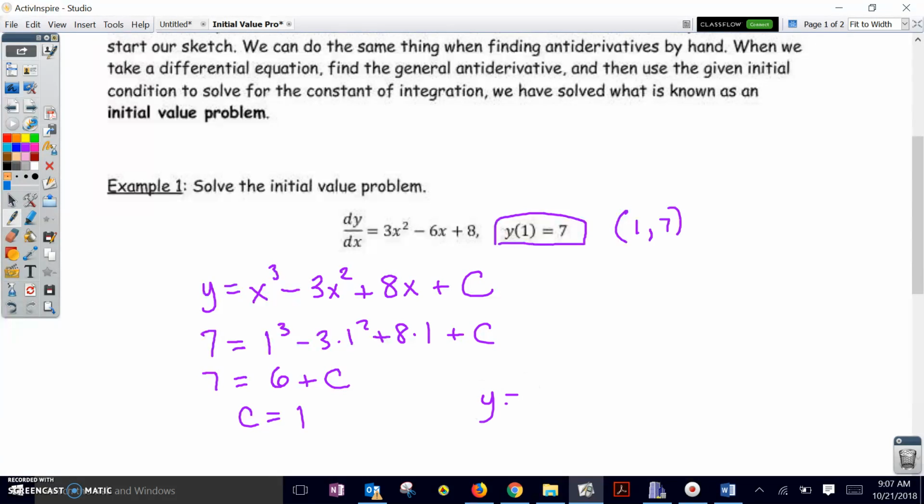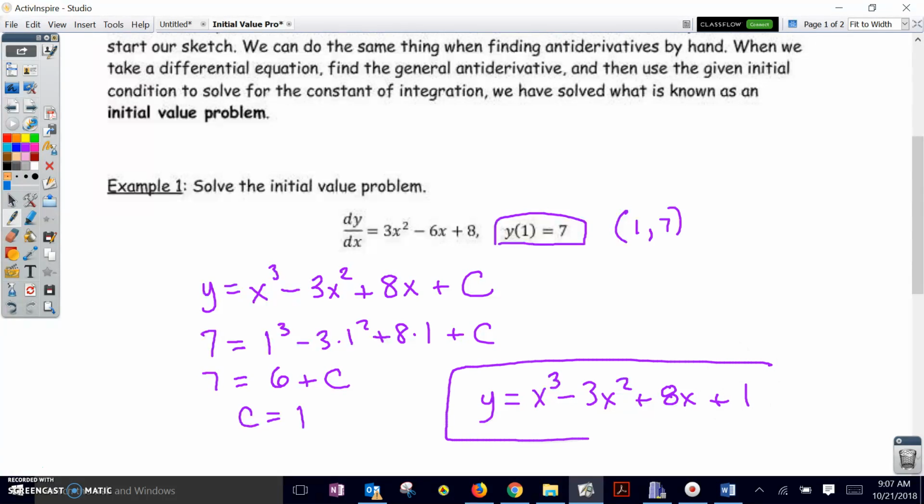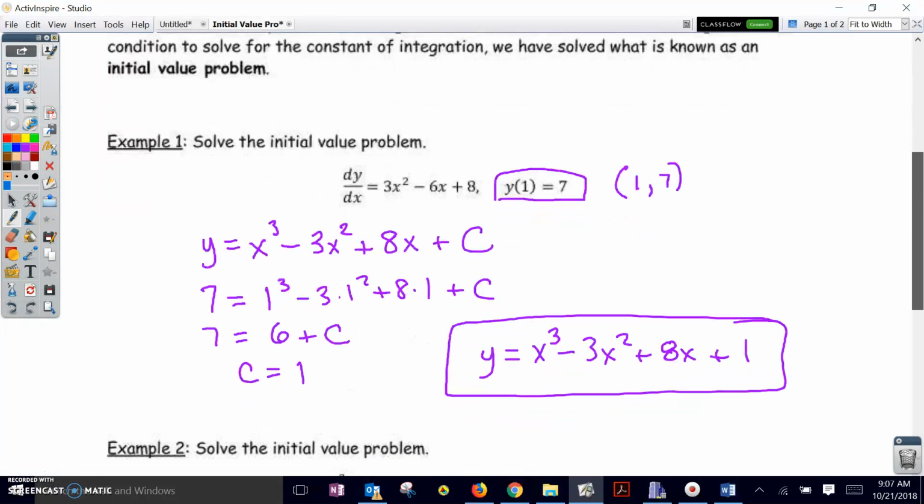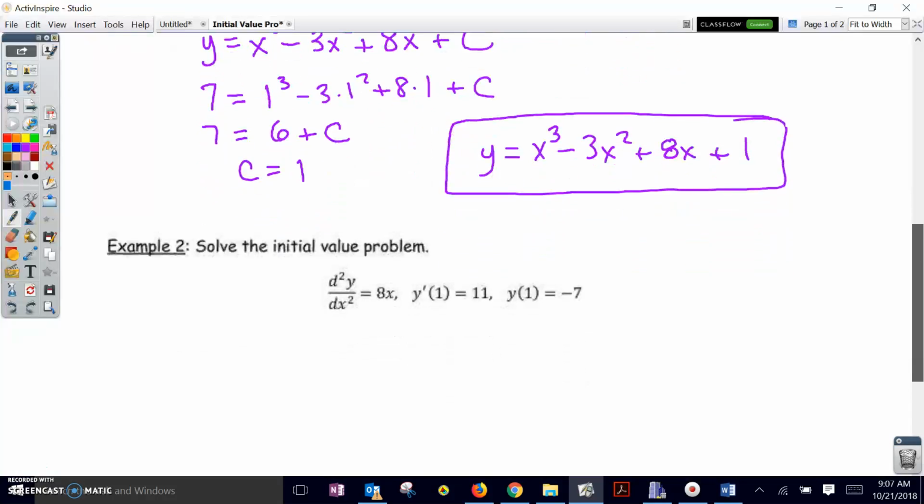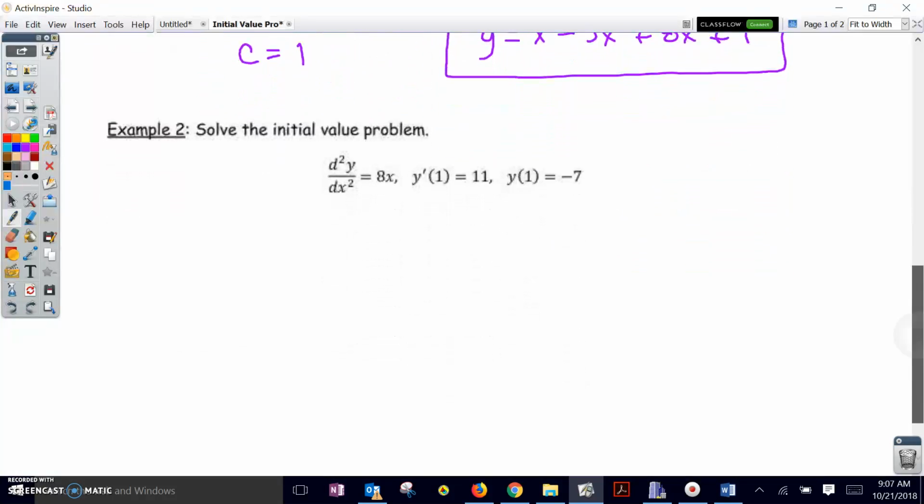And so we come up with the solution to this initial value problem, y equals x cubed minus 3x squared plus 8x plus 1. And this is the one and only curve that has dy/dx as its derivative and goes through the point (1, 7). So that's what we do when we find an initial value problem. We find the one solution curve that meets all of these characteristics.